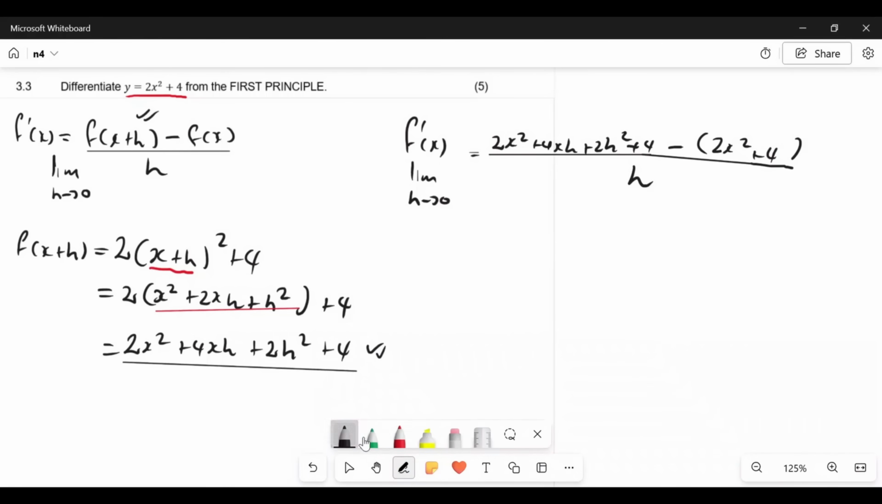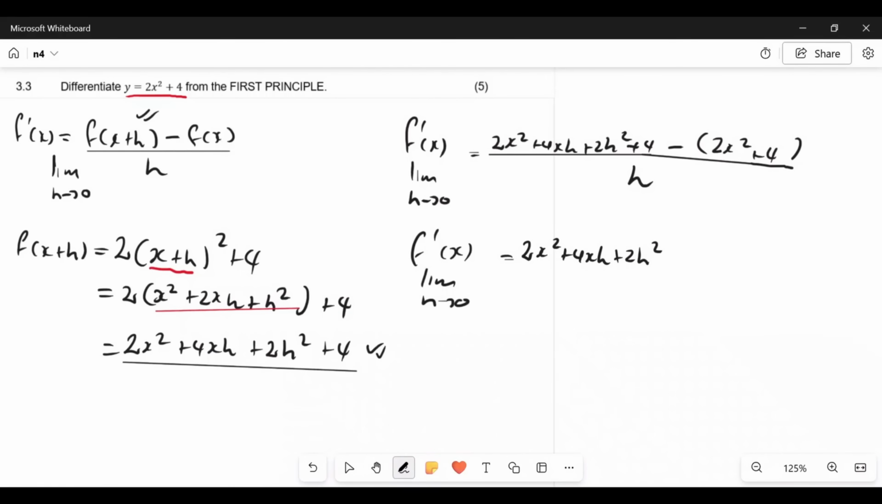Now let's move to the next step. If you continue, we have f prime of x, and then we have the limit as h approaches 0. And here we're going to rewrite our f of x plus h. So this is going to be 2x squared plus 4xh plus 2h squared plus 4. And then we remove the brackets by multiplying with the negative. We're going to have negative 2x squared minus 4, divide by h.